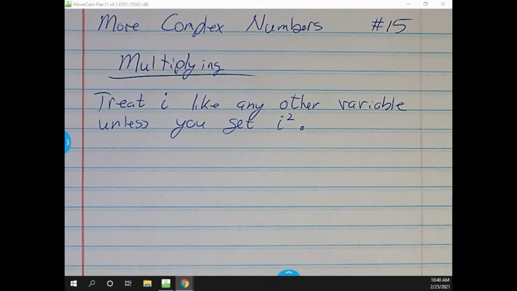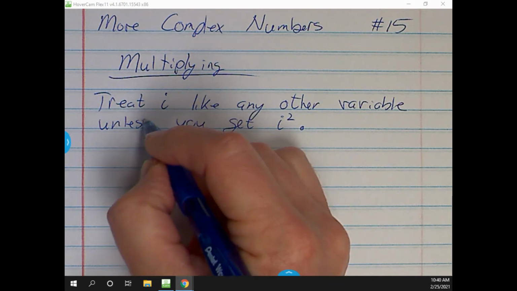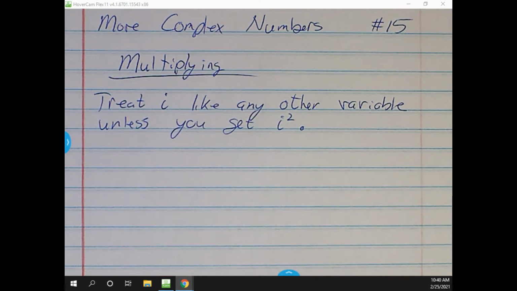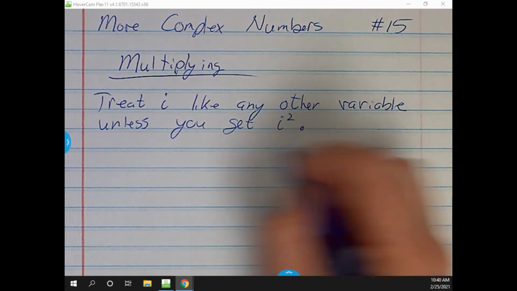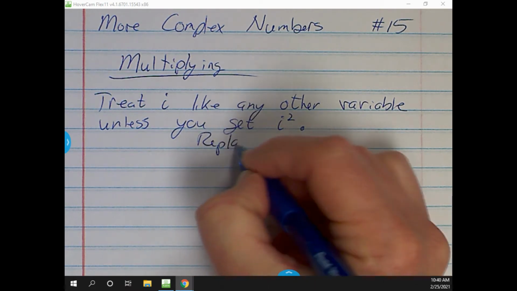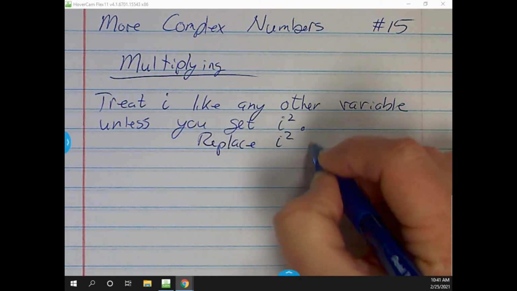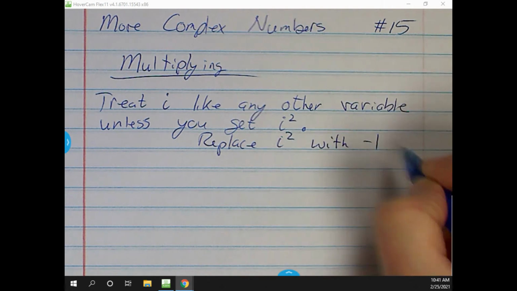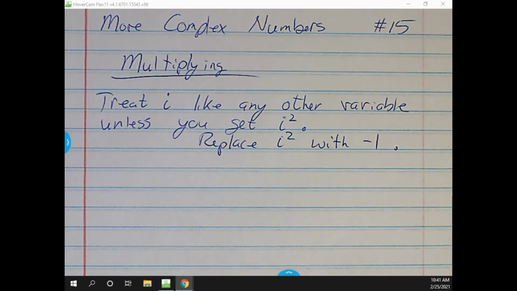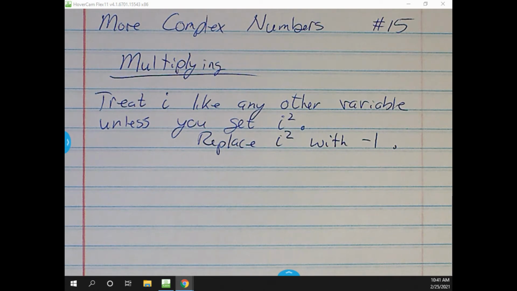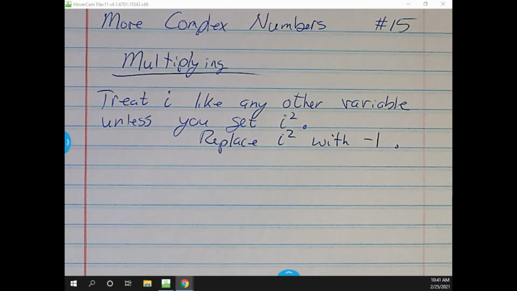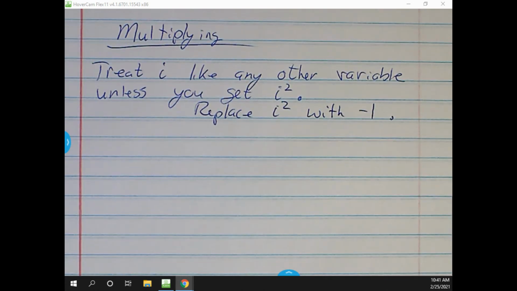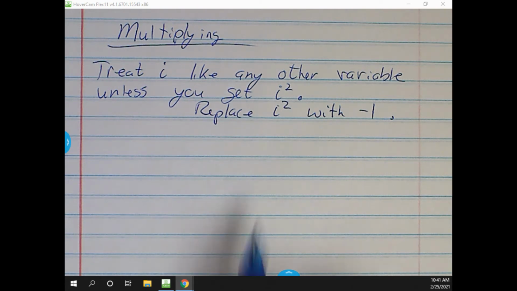Okay, if we were doing the full method, if we were doing distributed property, all those other things we were going to do, it's all the same thing. The only thing you have to worry about doing anything different is if you get I squared. If you get I squared, you're going to replace I squared with -1. As far as everything else goes, that's it. That's the only thing that's the least little bit different. Anytime you get I squared, you're going to replace that with a -1.